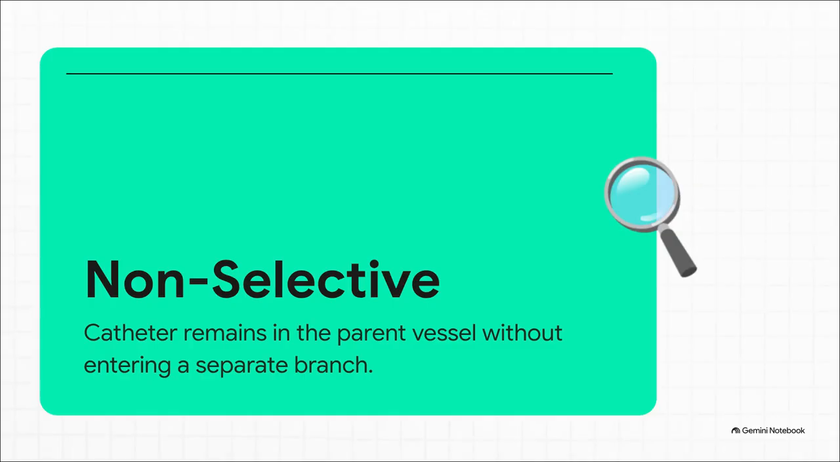And that brings us to our formal definition. In a non-selective procedure, the catheter never leaves that main accessed vessel, what we call the parent vessel. Now, whether that parent vessel is the aorta, the superior vena cava, or the inferior vena cava, the absolute defining characteristic here is that the catheter does not enter a separate vascular branch. It just stays right there in the main thoroughfare.